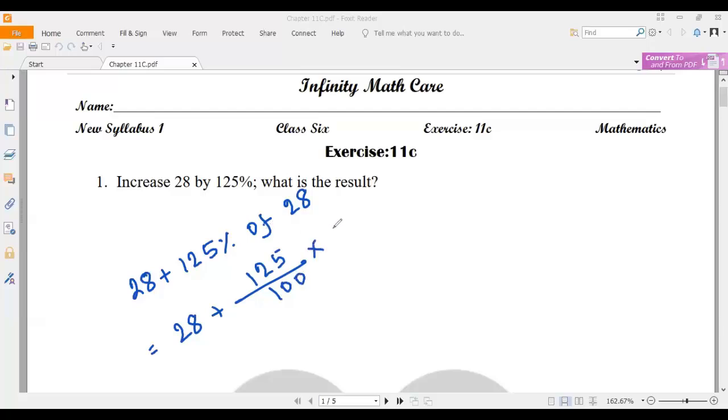Of means multiplication, 28. Okay. Now we need to cancel 125 by 100 by 25. That will be 5 by 4, and 28 by 4 will be 7. So 28 plus 5 times 7, that is 35, will be 63. And that is the solution of question number 1.